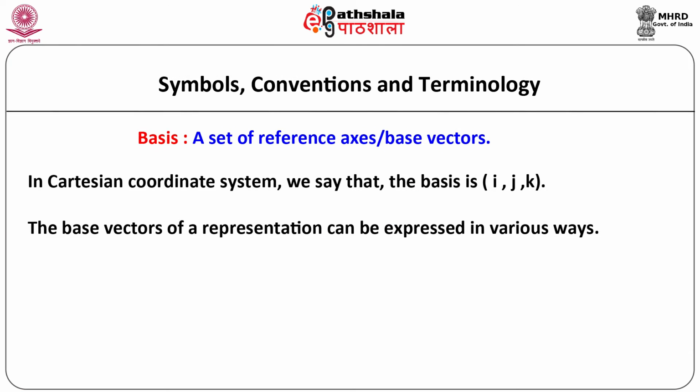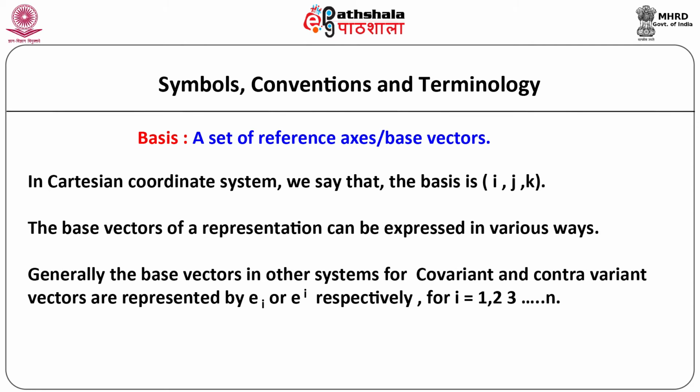The term basis in physics is used to represent a set of reference axes. The base vectors of a representation can be expressed in various ways. For example, one may use i1, i2, i3 instead of i, j, k as the basis for the Cartesian coordinate system. However, generally the base vectors for other systems are represented by a letter E with suitable index i, j, k, etc. as a superscript or subscript. Base vectors need not necessarily be unit vectors in the conventional sense.